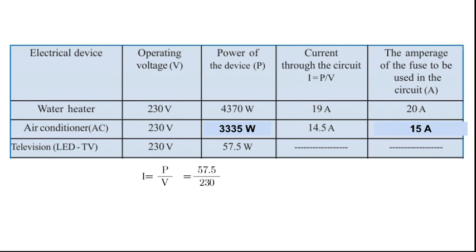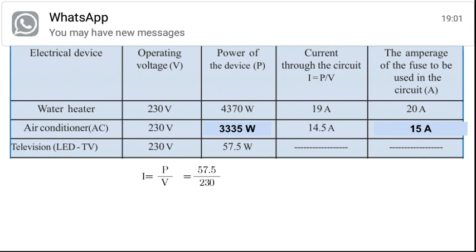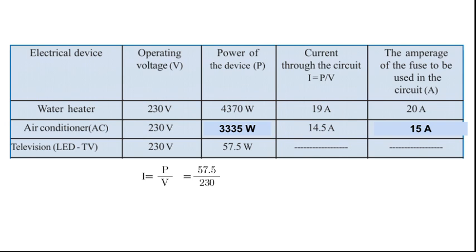So the current will be 57.5 divided by 230. But we cannot divide 57.5 by 230 because there is a decimal place in the numerator. In order to make it a whole number, we need to multiply it by 10. So we will get 57.5 into 10 divided by 230 into 10. So 575 divided by 2300.